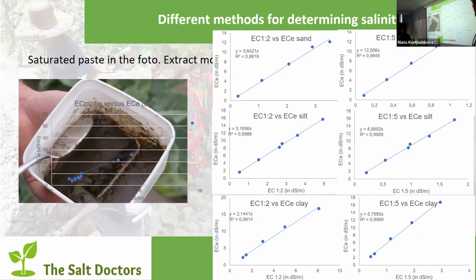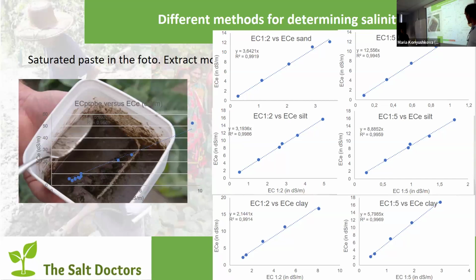Anyway, here we have some correlations of different soil types. So the questions that some of you asked: soil texture, sand or clay. Here we have EC1 to 2 versus ECE in sand, silt, and clay soils. Here we have EC1 to 5 versus ECE in the 3 different soil types. And I'm not sure if it's readable for you, these expressions, y equals 8.8 times x.